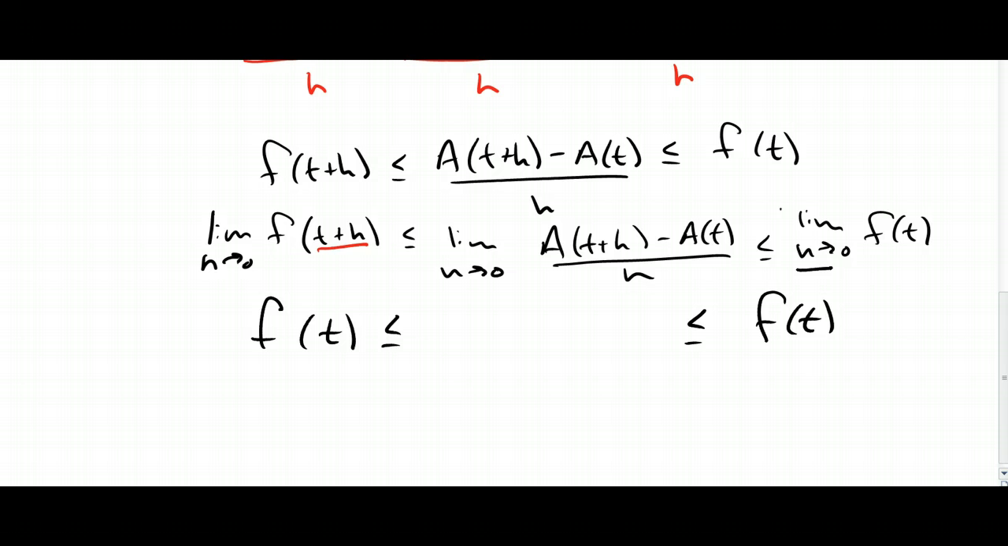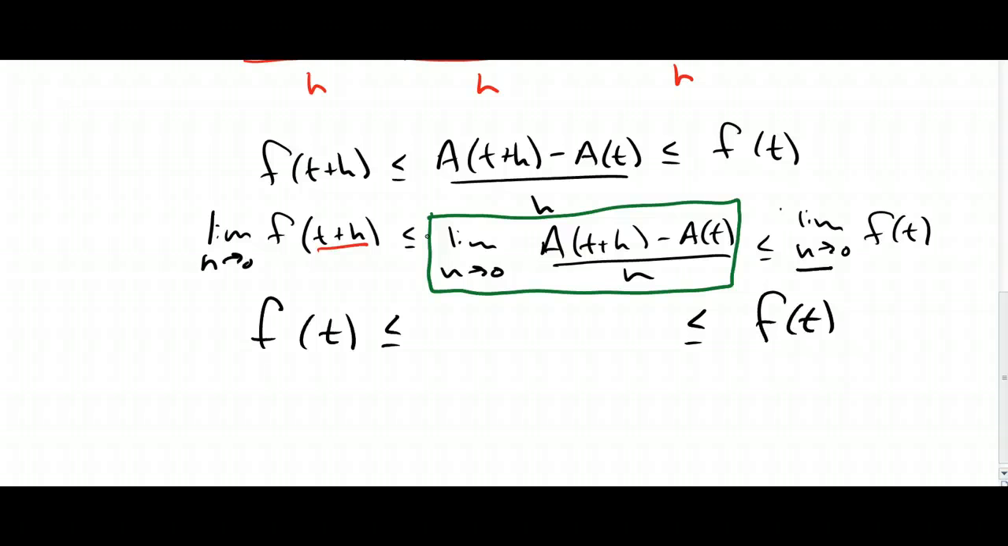Now what's left on the inside, this should look hopefully familiar. This goes all the way back to what we learned after we learned limits. This is a slope formula. I'm subtracting y values and I'm dividing by an x value. This is the definition of a derivative. The function that's in question is a of t, and so we're talking about the definition of the derivative of a of t. So that's a prime of t. Pretty sneaky how that got fit in there.